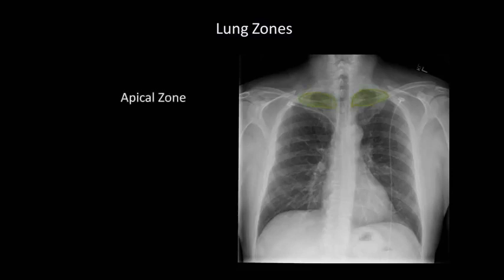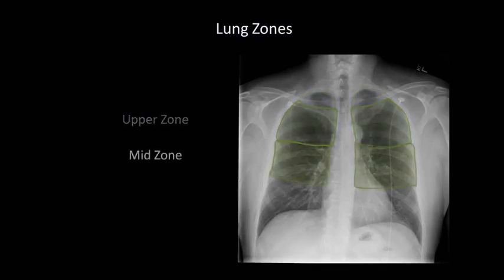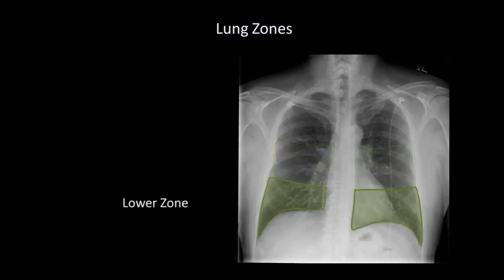Anything at the level of the clavicle or above is in the apical zone. The upper zone extends from the clavicle down to the superior aspect of the hilum. The mid-zone includes anything at the level of the hilum. And last, the lower zone is anything below the hilum. Be aware that these lung zones do not correlate with the lung zones numbered 1, 2, and 3 that are discussed within the context of pulmonary physiology, mechanical ventilation, and PA catheter placement. These zones are a completely different concept.